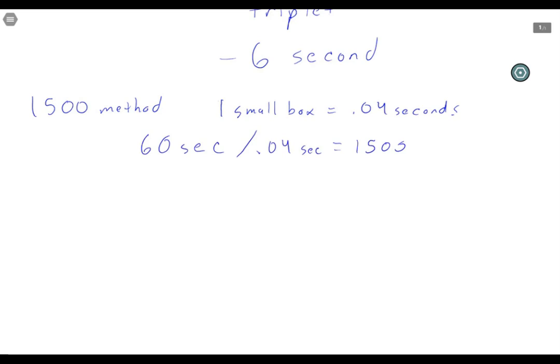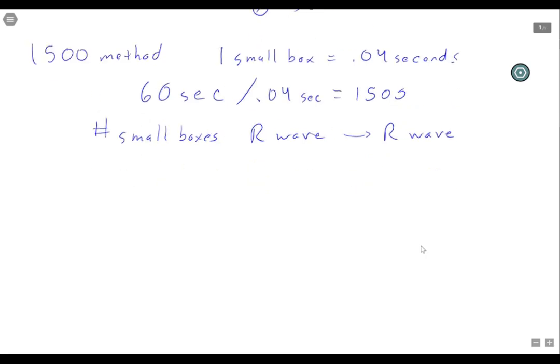So what we're going to look at is the number of small boxes between one R wave and the next R wave. Remember, the R waves are part of that QRS complex that represents when the ventricles contract. So that's a heartbeat. Then what we're going to do with the number of small boxes between R waves is we'll divide them into 1500. And that should tell us your heart rate.